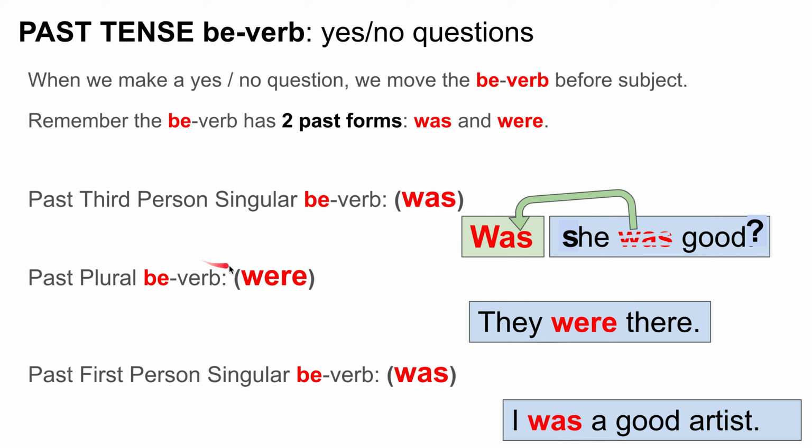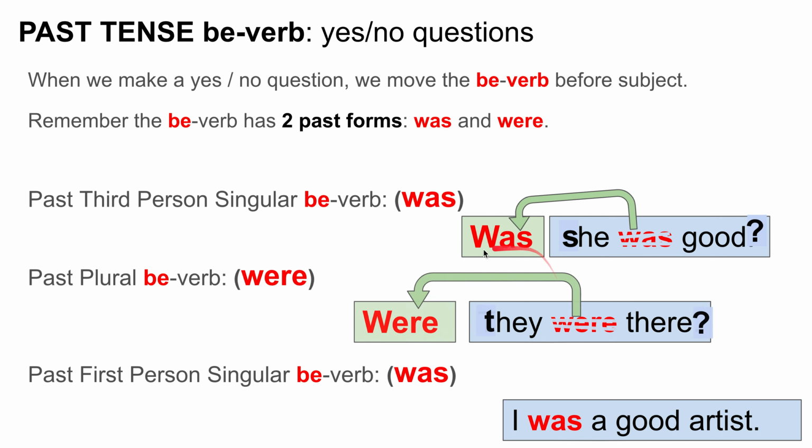The past plural form of the be verb: were. They were there. Were they there? And the past first person singular form of the be verb: was. I was a good artist. Question: Was I a good artist?